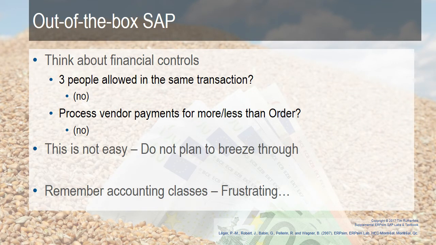So in thinking about something like SOX compliance, the financial controls, do you think 3 people could be allowed in the same transaction? Well, the answer is no. It says it right there. It makes it so that only one person can be in there at a time. So processing the vendor payments, do you think you can do that for more or less than what the invoices show? Well, the answer is no.